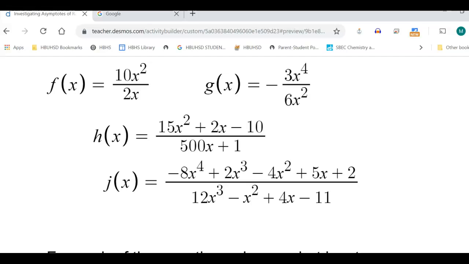What's the degree of this polynomial up here in the numerator of this j function? 4. And what's the degree of its denominator? 3. In the h function, what's the degree of the numerator? 2. And the degree of the denominator? 1. When you look at that for each of these functions, what's one blanket statement we could say about that comparison? Good. The degree in the numerator is greater than the degree of the denominator. Is that okay with everybody? So that's why I grouped these ones together.